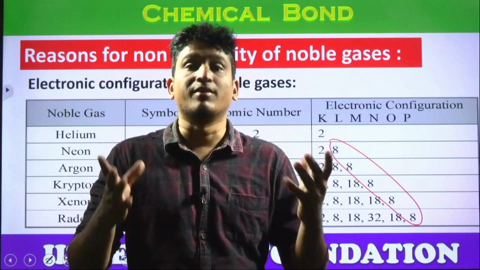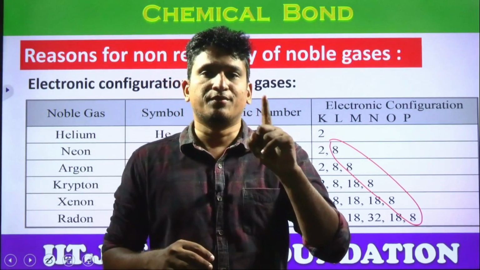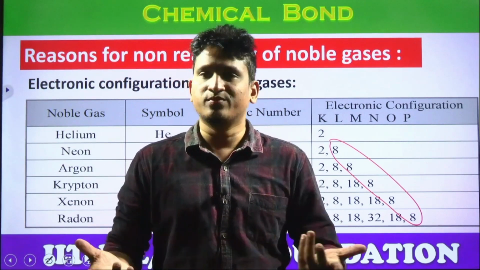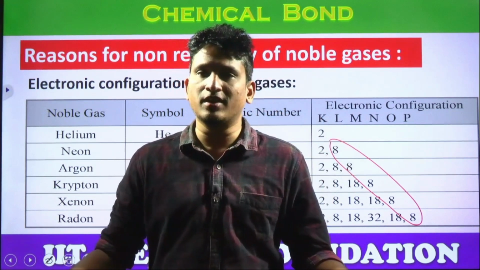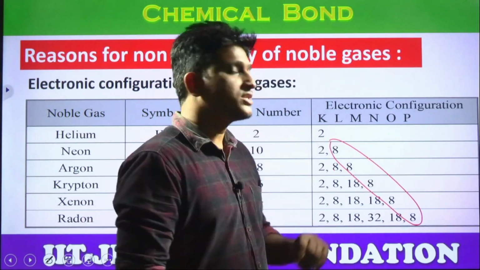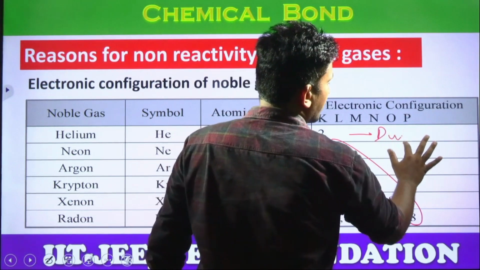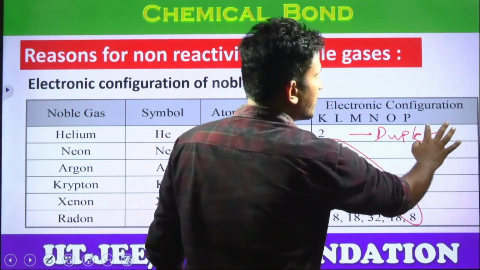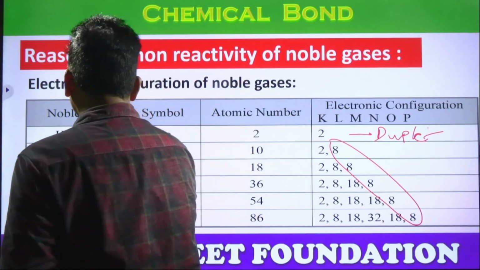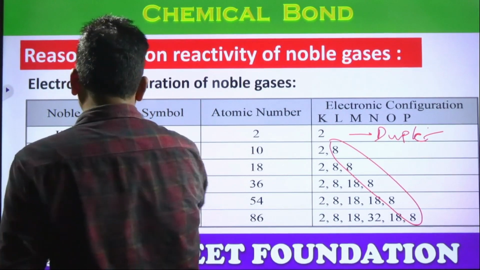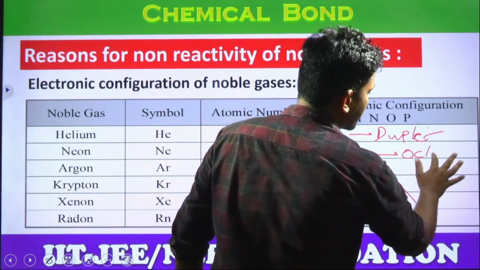What about helium? Helium is an exception. Why? Because in helium, the valence electrons are present in the first shell. Does the first shell have a p subshell? No, only the s subshell. It can accommodate 2 electrons, and there are 2 electrons, so it is completely filled. That's why this configuration is called the duplet configuration. The remaining noble gases' configurations are called octet configuration, because there are 8 electrons in their valency shell.